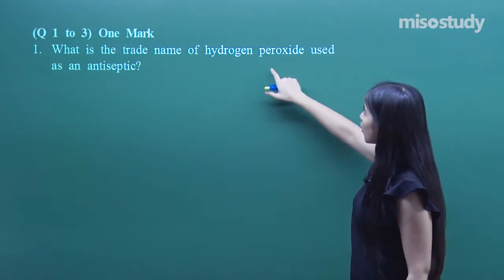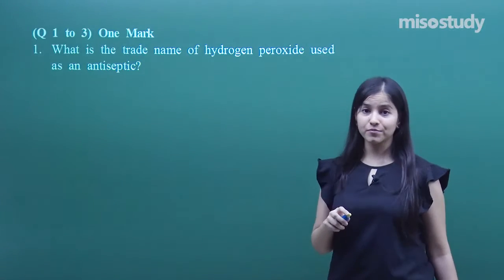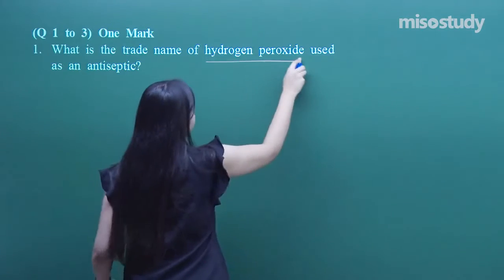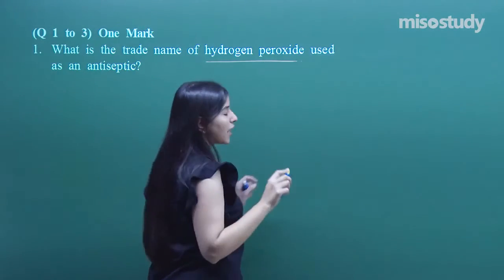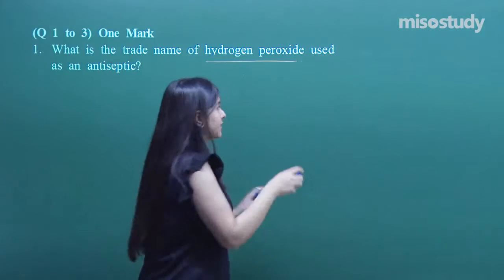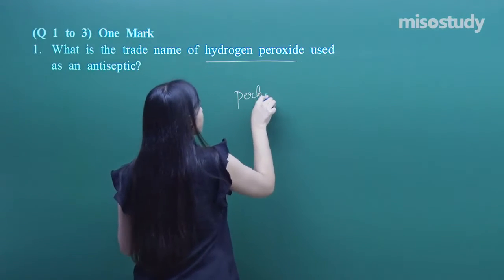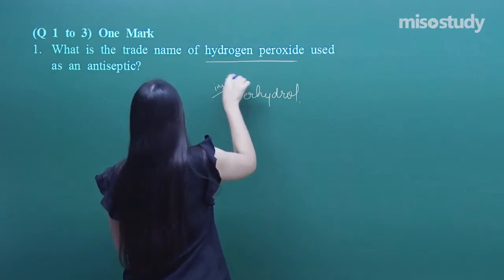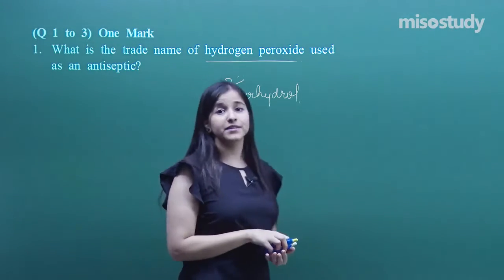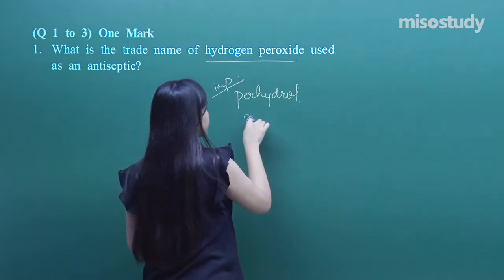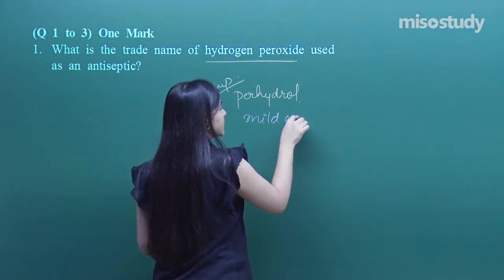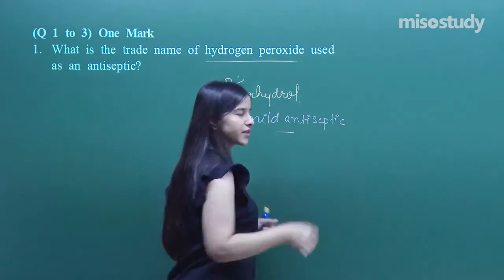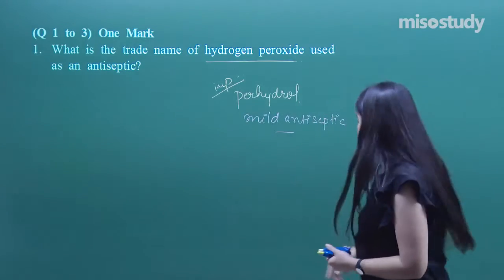What is the trade name of hydrogen peroxide used as an antiseptic? Now that's an important question. We know that hydrogen peroxide is used as an antiseptic, and what is the name for the compound basically? That is perhydrol. You must learn this. This one is important, and it is used as a mild antiseptic. Fine, clear? Let's move on further then.